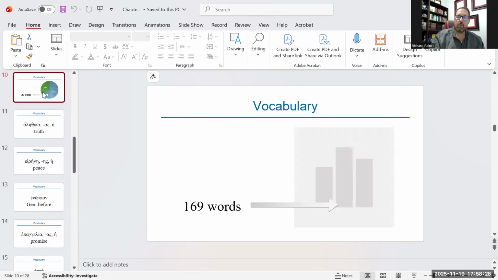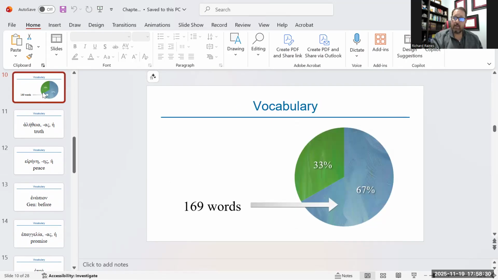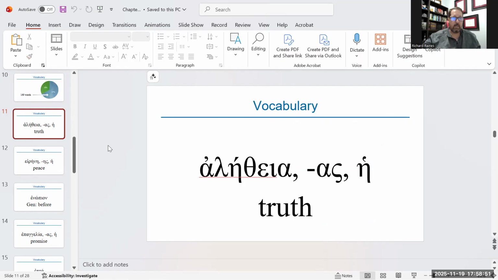Okay. Once you learn the words in this chapter, you will have learned 67% of the words that you need to know. So you are two-thirds of the way in terms of vocabulary words. But let's get into the vocabulary words that you will be responsible for this week.